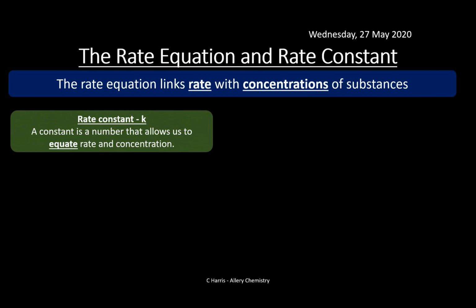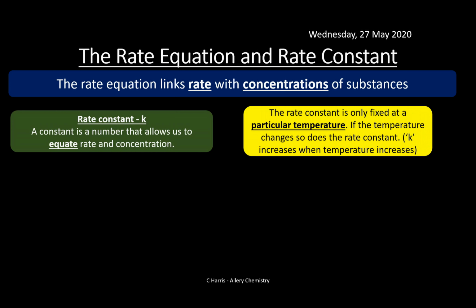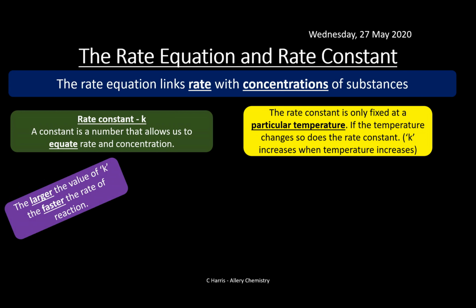Okay, now the rate constant, which was K, this is a number that allows us to equate the equation. So it means that we have rate equals K and the concentration of our substances. So K is just there to make up the difference between rate and the concentration of our substances. So the rate constant is only fixed at a particular temperature. Okay, so if the temperature changes, then so does the value of K. So, for example, K increases when the temperature increases. Okay, so the larger the value of K, the faster the rate of reaction. Okay, so if we've got a large rate constant, then our reaction is going to be faster.